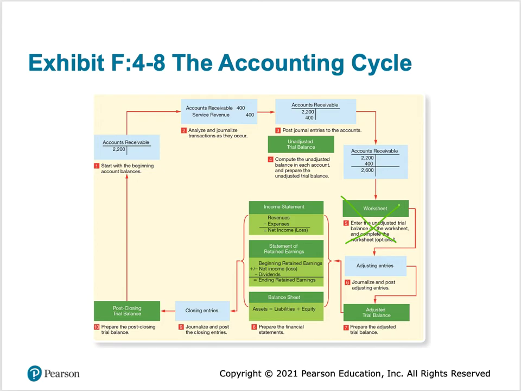because it wasn't adjusted. Once we've completed our adjusting entries, we can prepare the adjusted trial balance. From that trial balance, we can prepare all of our financial statements, the income statement, statement of retained earnings, and the balance sheet. After we've done that, we can prepare our closing entries, so journalize and post them. And then finally, we'll prepare the post-closing trial balance, which includes only the permanent accounts, which then allows the cycle to continue again, because whatever our post-closing trial balance reports is what we will use to start the beginning account balances on the next cycle.